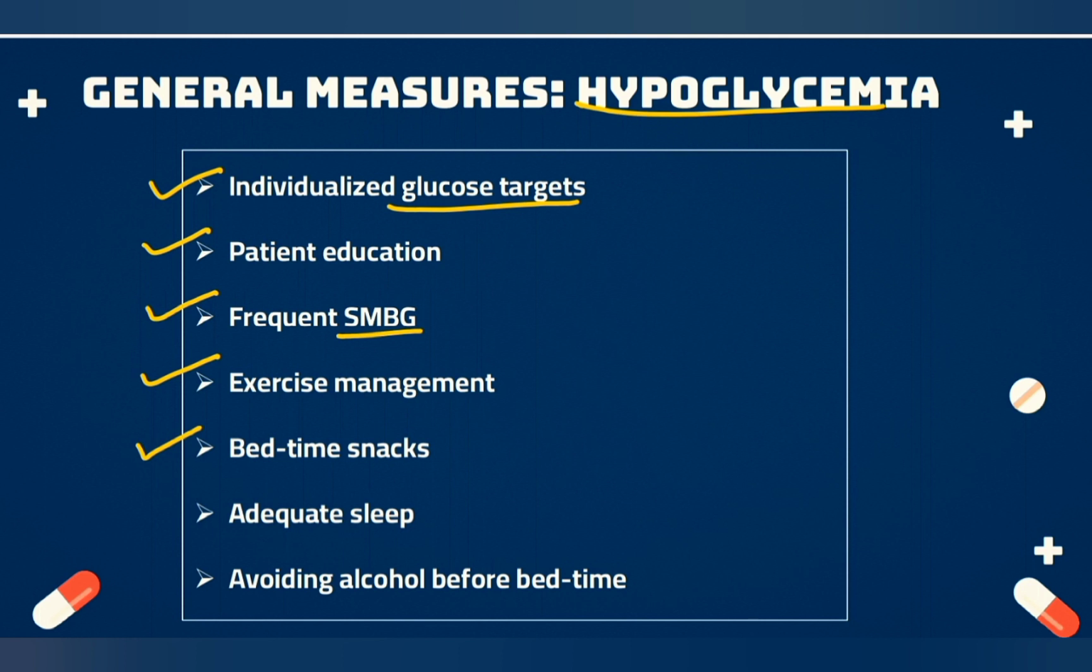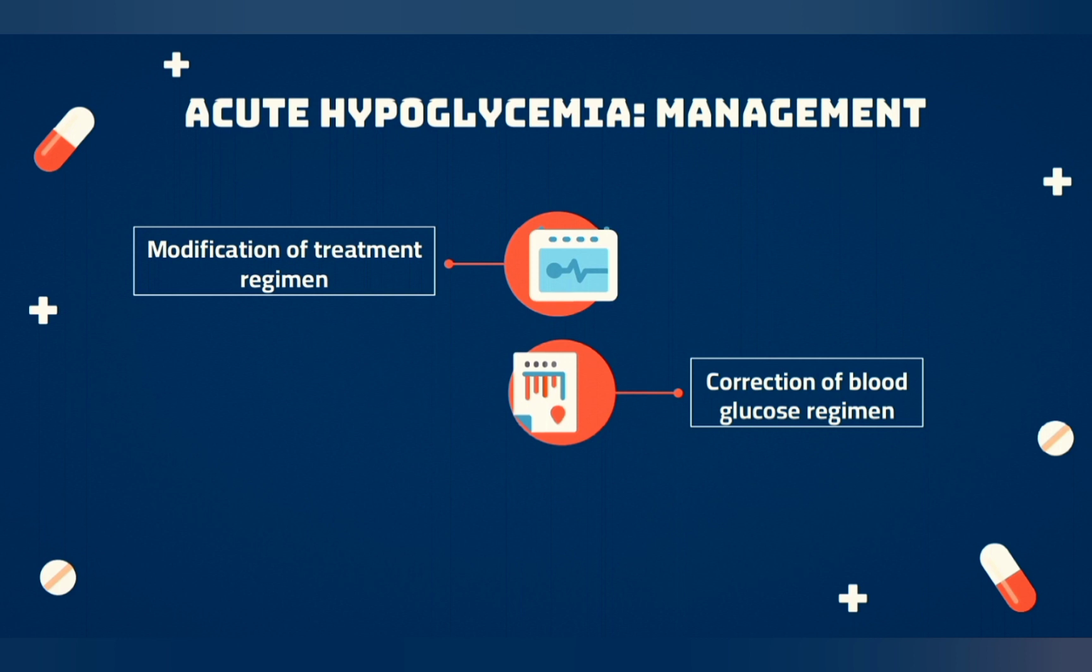Adequate sleep is very important in diabetic persons to prevent hypoglycemia, and we need to advise persons with diabetes that they should avoid the consumption of alcohol before bedtime. So in acute hypoglycemia-like conditions, the management tips are: we need to modify the treatment regimen, that is very important, and second is the correction of blood glucose level.